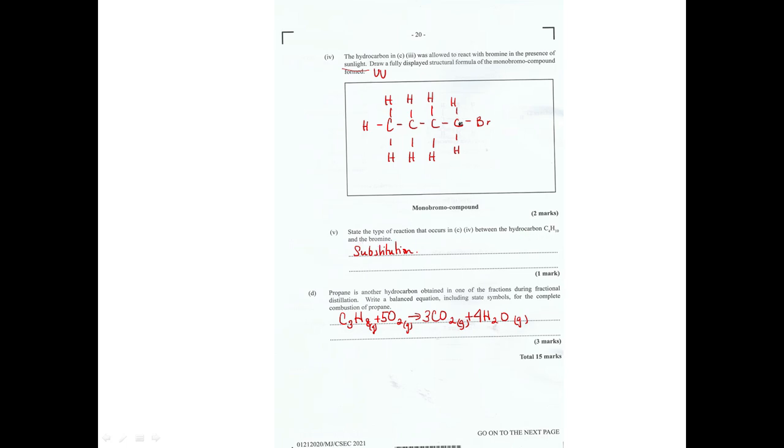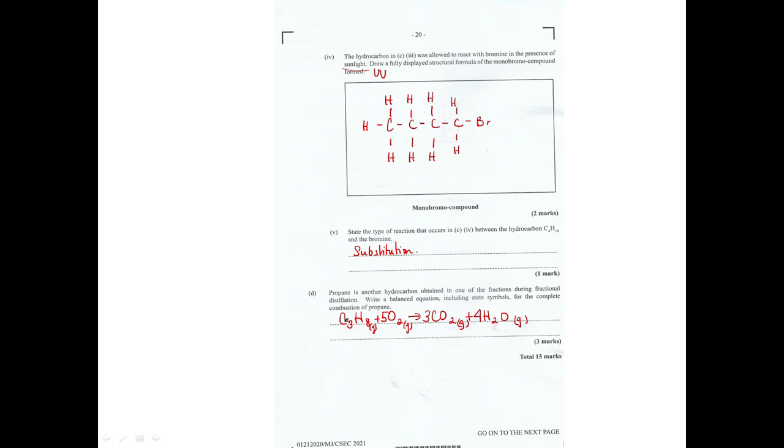Okay, so state the type of reaction that occurs in C4 between the hydrocarbon and the bromine. It was a substitution reaction simply because a hydrogen was substituted for a bromine atom, right? So yeah, that's it. So okay, propane is another hydrocarbon obtained in one of the fractions during fractional distillation. Write a balanced equation including state symbols for the complete combustion of propane.